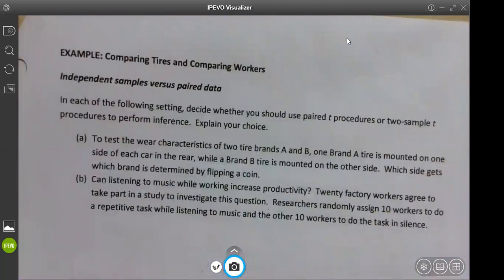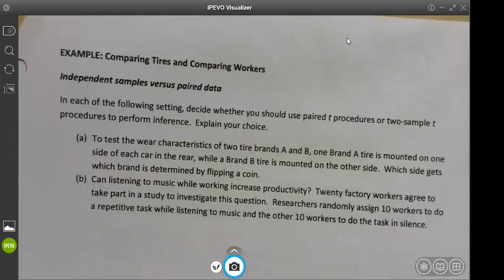Last one, comparing tires and comparing workers. In each of the following settings, decide whether you should use a paired T procedure or a two sample T procedure to perform inference, and explain your choice. So the first one is test the wear characteristics of two tire brands A and B. One brand A tire is mounted on one side of each car in the rear, while a brand B tire is mounted on the other side. Which side gets which brand is determined by flipping a coin.